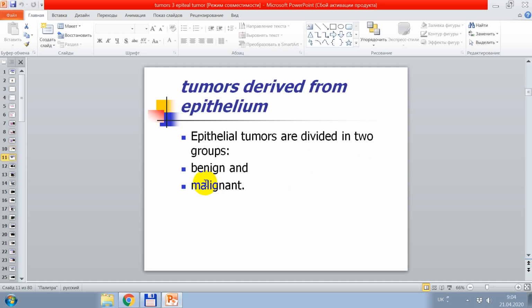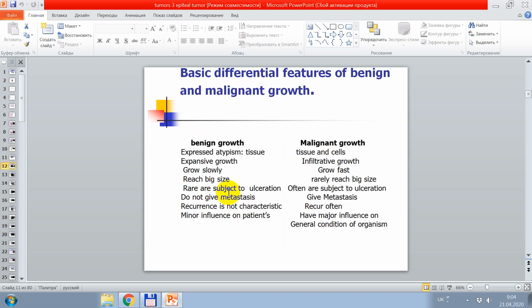Also, tumors derived from epithelium. Epithelial tumors are divided into two groups, benign and malignant. This scheme demonstrates the basic differential features of benign and malignant growth. Also, we repeat this scheme. Benign growth expresses tissue atypism. In malignant growth, atypism of tissue and cells.